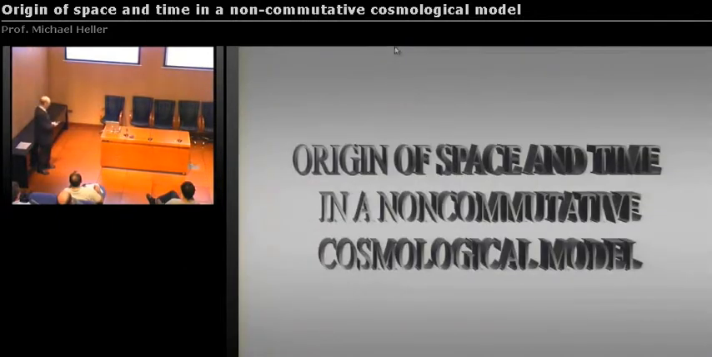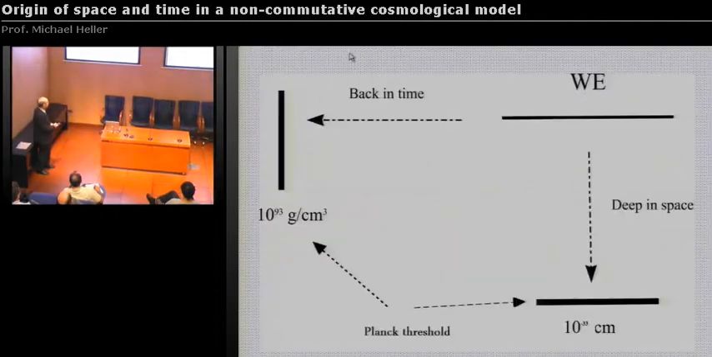When we go backward in time, the universe shrinks, contracts, and the density is bigger and bigger, and finally when we reach this density, 10 to 93 gram per centimeter cube, we are already at the Planck level, the most fundamental physical level.